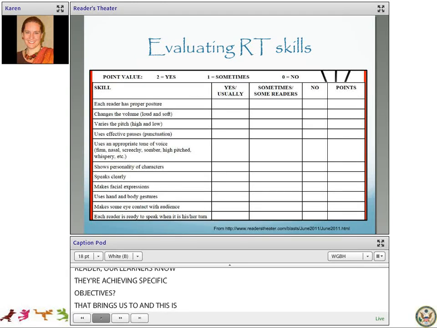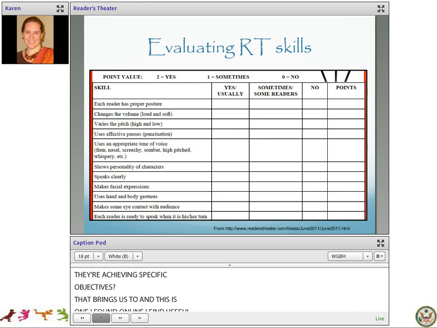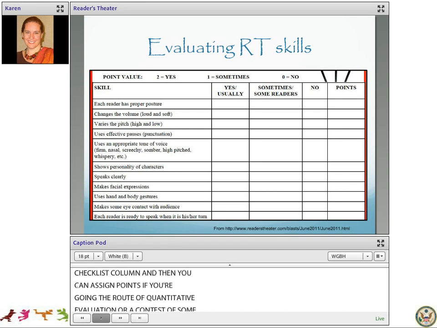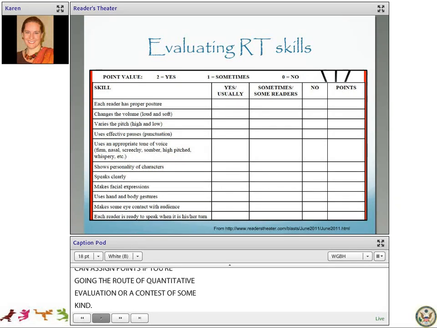And if we read through these, you see, first of all, that it's very easy to use. It's a yes, sometimes, and no checklist column. And then you can assign points if you're going the route of, say, quantitative evaluation or even a contest of some kind. But I like those first three columns, the yes, sometimes, no. And then you could have notes on the right side if I were to make my own form from this. The skills are what I find particularly useful here.